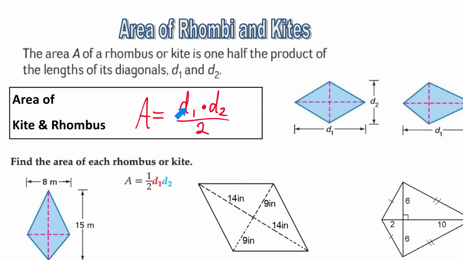Okay, so the diagonals are like this. This is one diagonal, and then this would be the other diagonal. So what you're going to do on a rhombus or a kite is you multiply this diagonal times this diagonal and divide that number by 2. Okay, so diagonal 1 times diagonal 2 divided by 2.